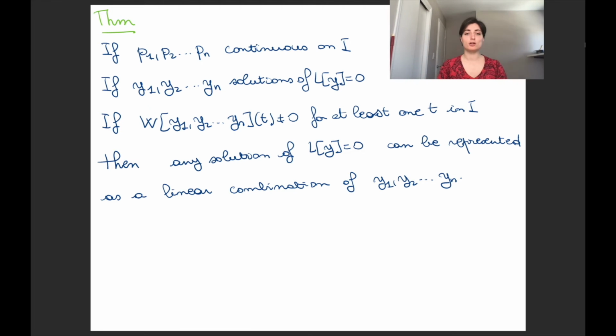This is a very strong statement. It means that when we go to nth order ODEs, we can do the same thing as we did for second order ODEs. We find n different solutions, and we use them to combine into any solution. As for second order ODEs, y1, y2 to yn is called a fundamental set of solutions.